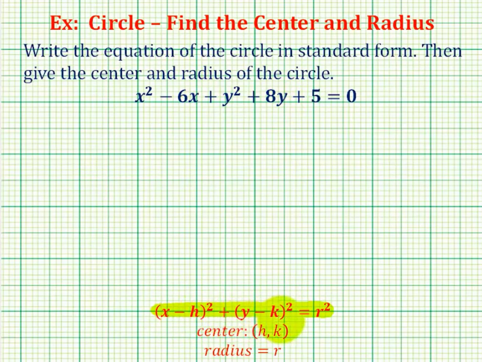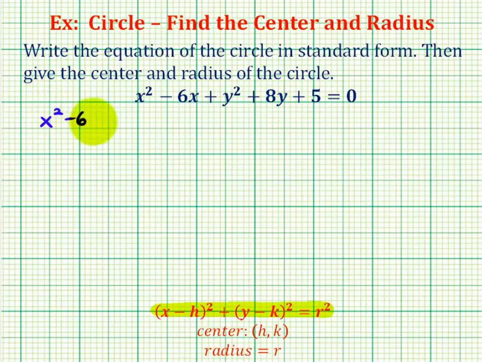So in the standard equation, x minus h squared plus y minus k squared equals r squared, h and k represent the center of the circle, and r represents the radius. So the quantity x minus h squared means we have a perfect square trinomial in terms of x, and the quantity y minus k squared means we have a perfect square trinomial in terms of y as well. We'll have to form these perfect square trinomials using the general form of our equation.